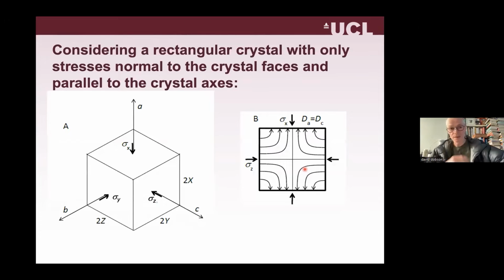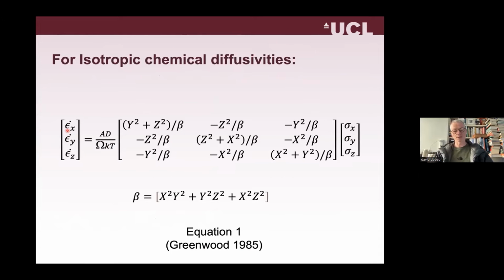But actually, we want to formalize this. So if we consider a rectangular crystal with stresses normal to the crystal faces and parallel to the crystal axes, so this is our system, and this is the system I'm going to be solving for the rest of the talk, then we can solve for the diffusion creep in that situation. If you have isotropic chemical diffusivities, then this is just Greenwood's solution. And if you were to make the crystal axes all equal to 1, this would just be identical to the Nabarro-Herring equation. Okay, but what you can see is that there's a dependence on 1 over the length squared in each of the directions. You increase your crystal size, you reduce the strain rate by the square of the crystal size.